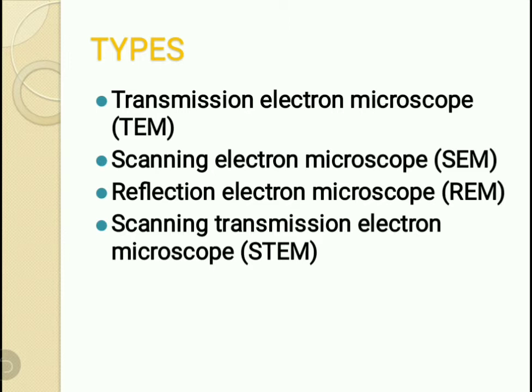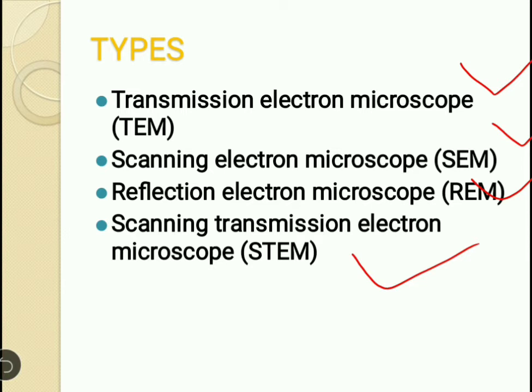Now you see the types of electron microscopes. There are four types of electron microscope. The first one, which is very famous, is the transmission electron microscope, then the scanning electron microscope, the reflection electron microscope, and then the scanning transmission electron microscope.